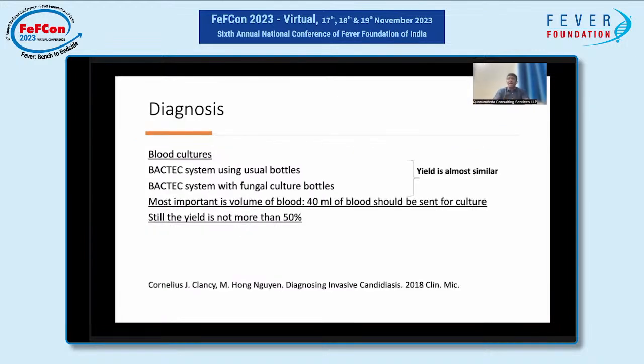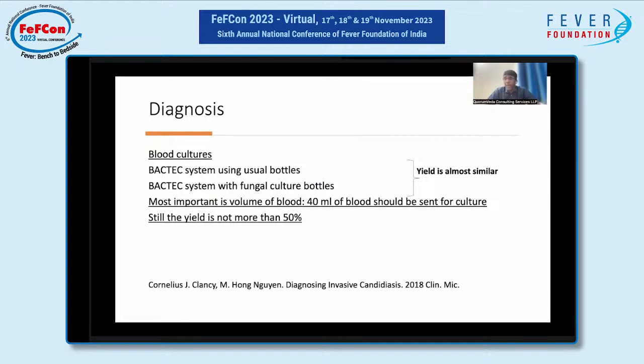How do you diagnose candidiasis, candidemia? Blood culture is the gold standard. You can use the usual Bactec bottle or Bactec with special fungal bottle, you don't need special fungal bottle. The usual Bactec bottle is enough, and the yield is very similar whether you use the ordinary Bactec bottle or the fungal bottle.